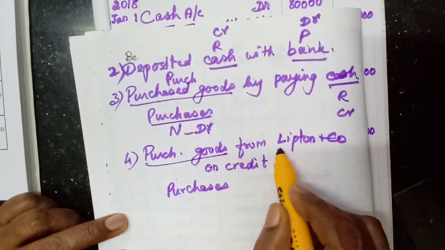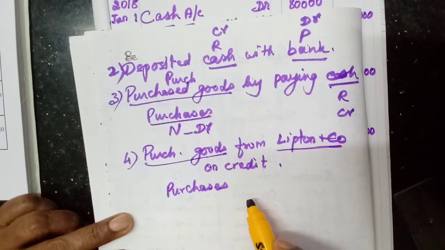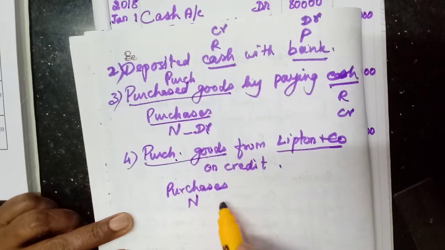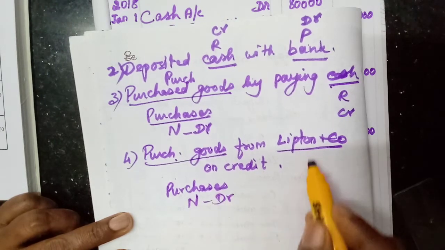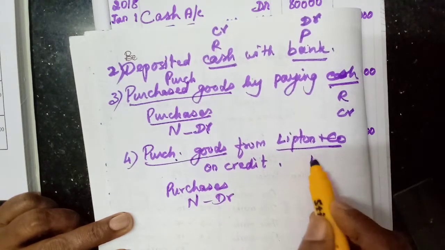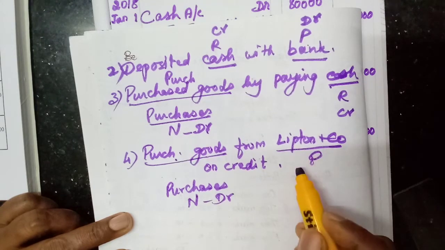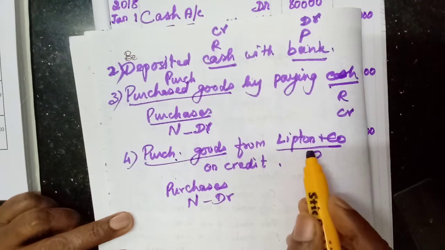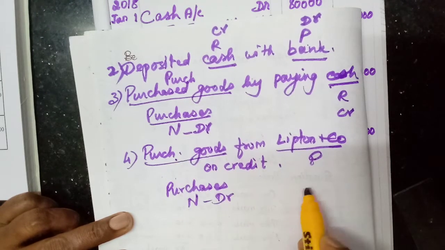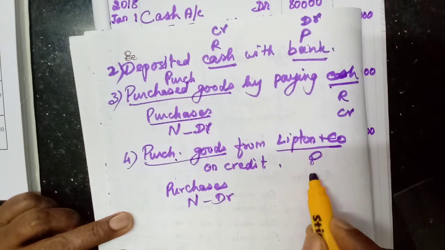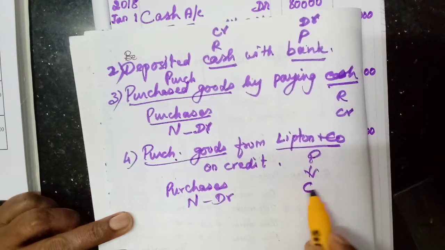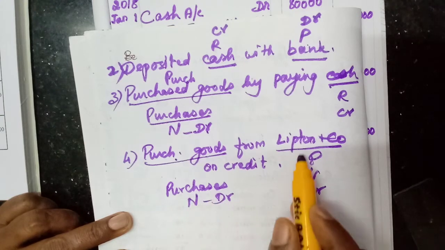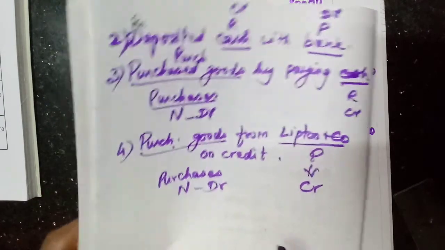Here from whom we are purchasing? Lipton and Co. Okay. Here this one nominal account. It is an expense, so we need to debit. This one personal account. Debit the receiver, credit the giver. Whether Lipton and Co. is the receiver or giver, he is the giver. We are purchasing goods. Okay. So credit the giver. So we need to credit Lipton and Co. So what is the journal entry? Purchases account debtor to Lipton and Co. Understood, students?